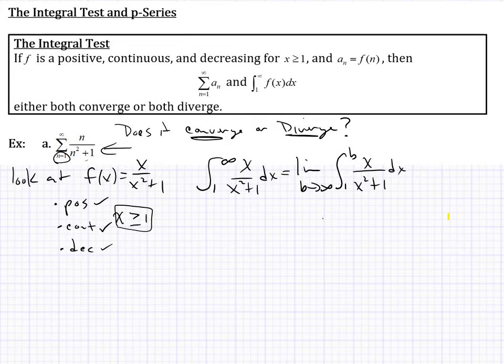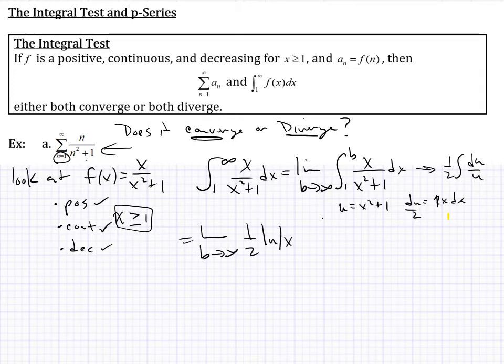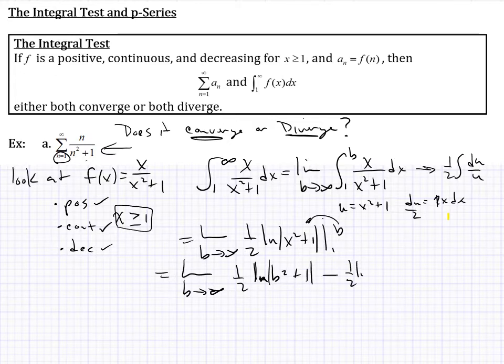Then if we use substitution, let u equal x squared plus 1, du equals 2x dx, divide by 2. You're going to end up with the limit as b goes to infinity of 1/2 integral du over u. So it's going to be a logarithm integral. We're going to get 1/2 log of x squared plus 1 between 1 and b. We'll plug in b, then we'll plug in 1. We're going to get the limit as b goes to infinity of 1/2 log of b squared plus 1 minus 1/2 log of 2.